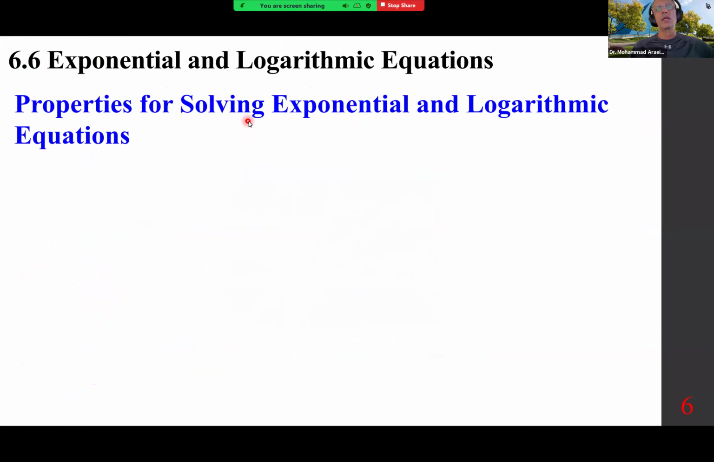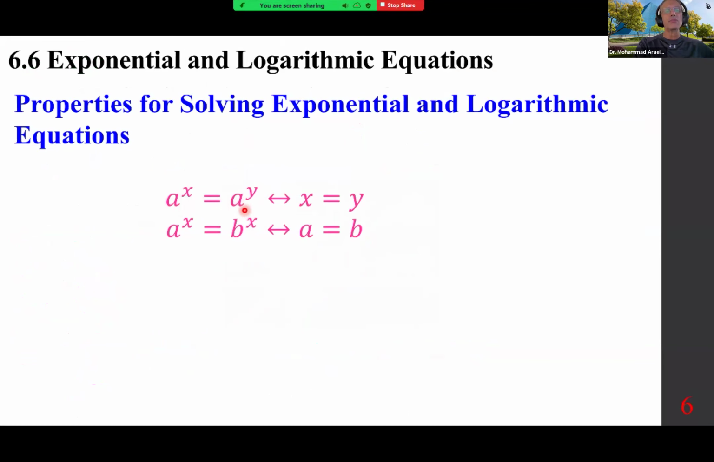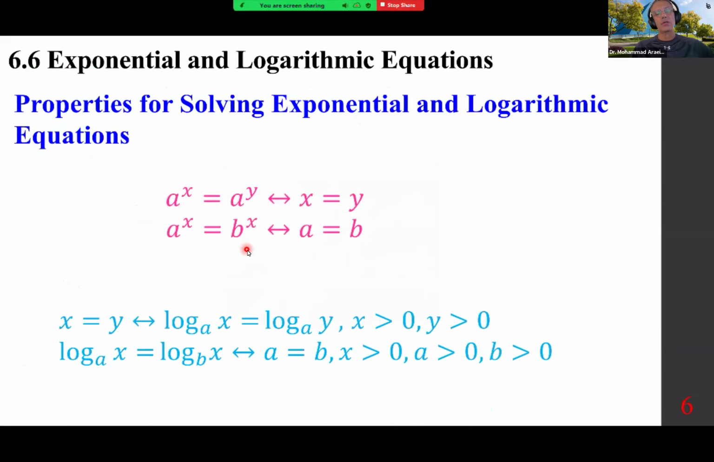Properties for solving exponential and logarithmic equations are as follows. If we have a to the power of x equals a to the power of y, because we have the same base, we must have the same exponent, therefore x must be equal to y. If it's a to the power of x equals b to the power of x, because we have the same exponents, we must have the same base. That means a must be b.